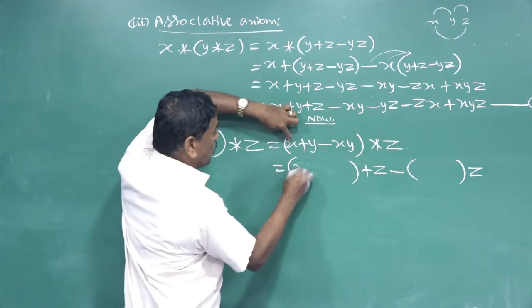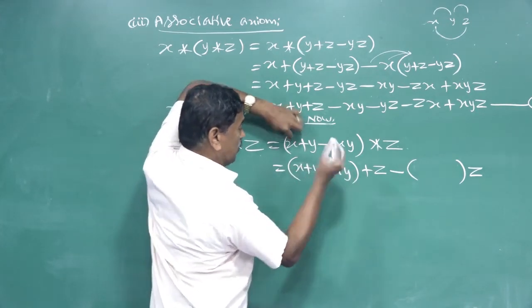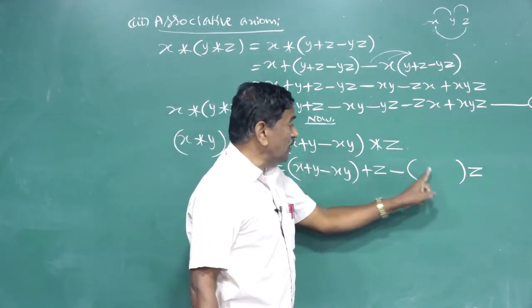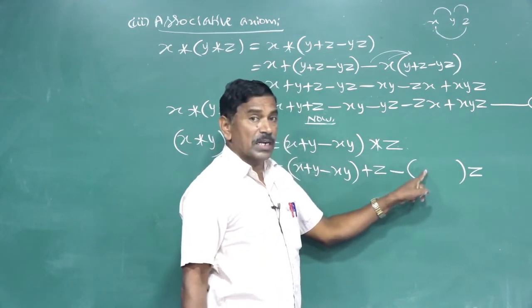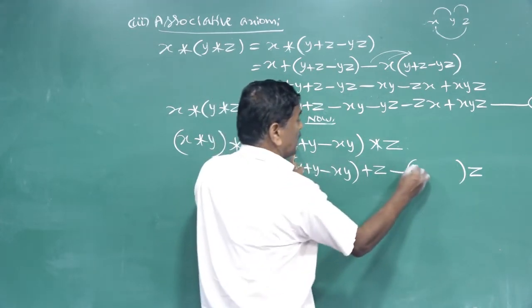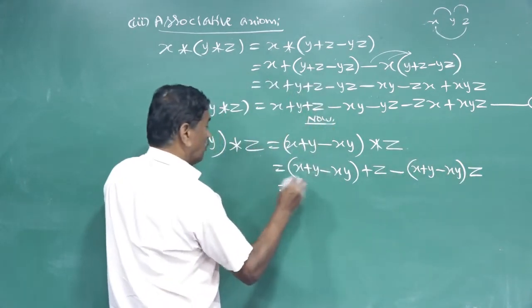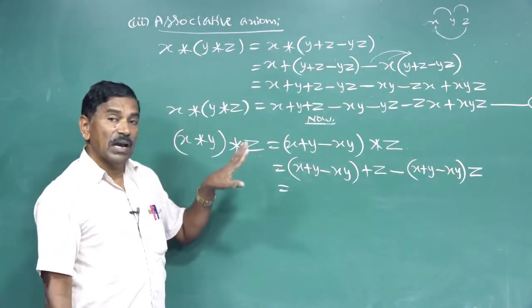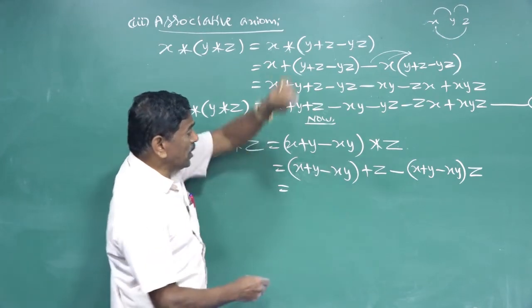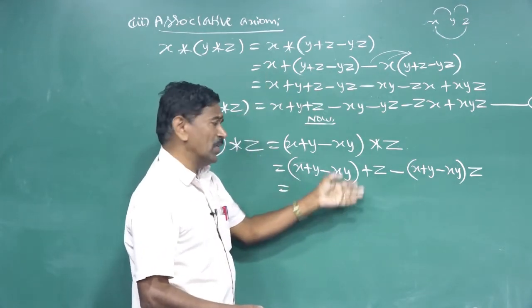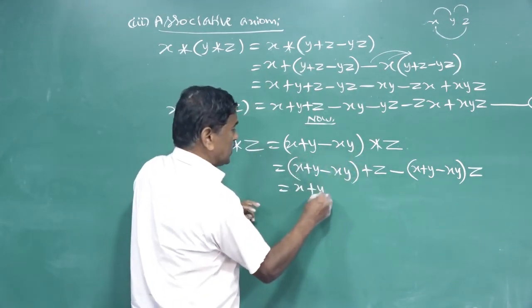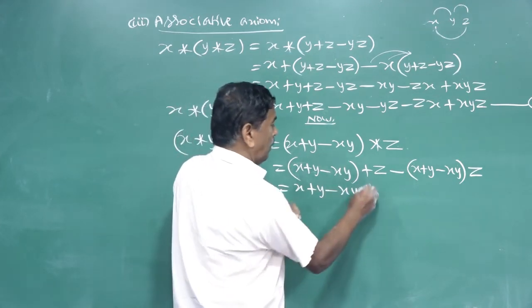Where the bracket is equal to x plus y minus xy. Next, minus first element into second element. What is the first element? Yes, the bracket is the first element, that is x plus y minus xy. Now which is equal to? Now just the algebraic product. Algebraic product means the bracket is no longer needed. You simply write x plus y minus xy, plus z.